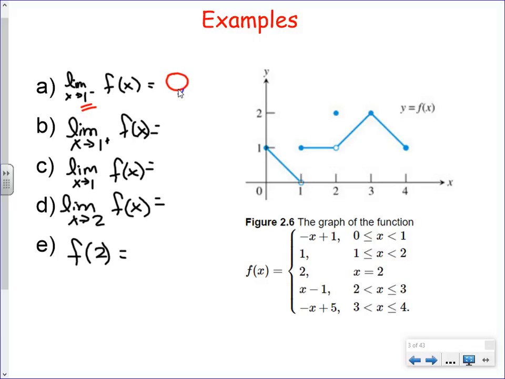Oh, it's 1. Right? 1 from the right is approaching a height. Now, it does have a point there, but that's irrelevant. It's approaching a height of 1. How do I know? Based on the function. Locate the portion that talks about numbers greater than 1. Plug it in, well, it's 1. So then, what's my limit as x approaches 1? Non-existent, or DNE.